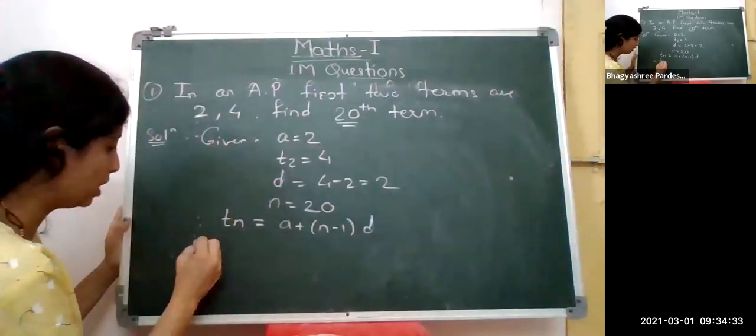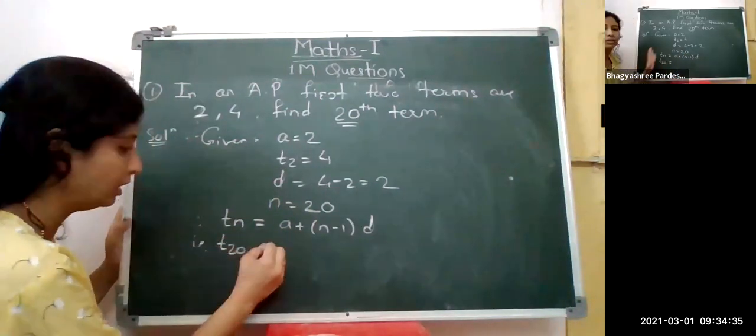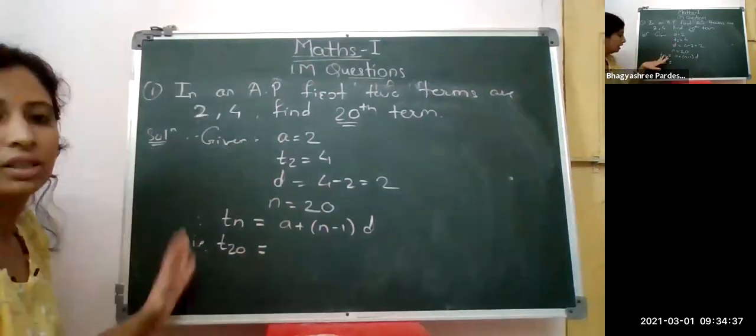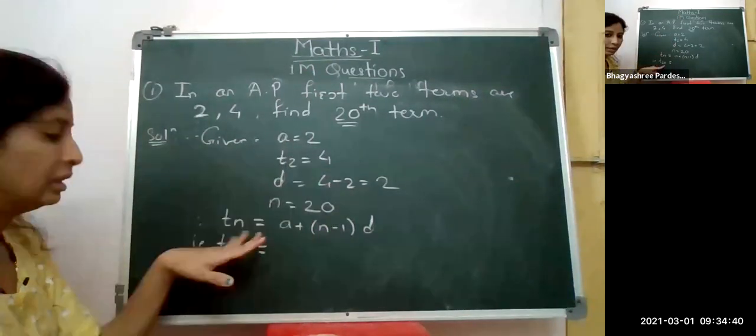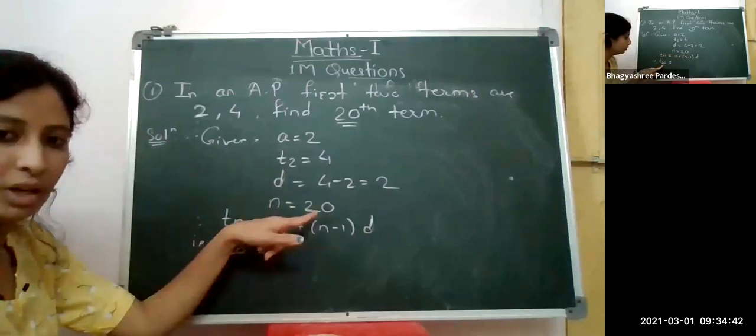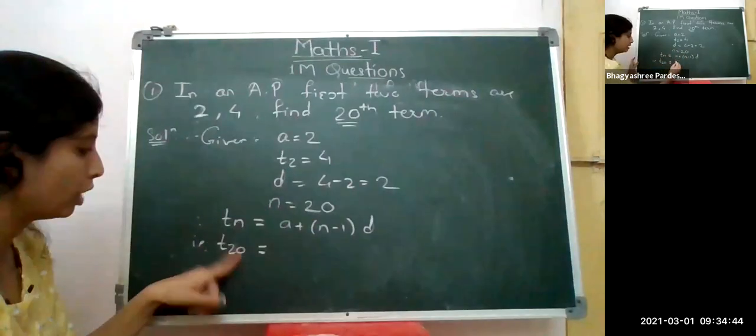That is what we have to find. We have to find T20. So simply substitute all the values in this given formula. T10, what we have to find? T20. So N ki jagah 20 substitute kiya.